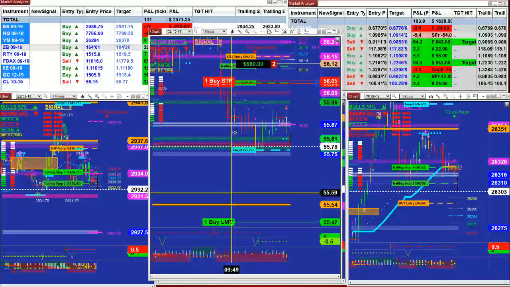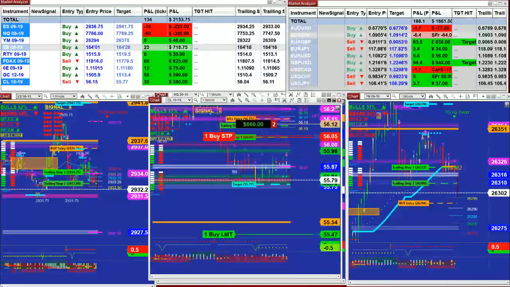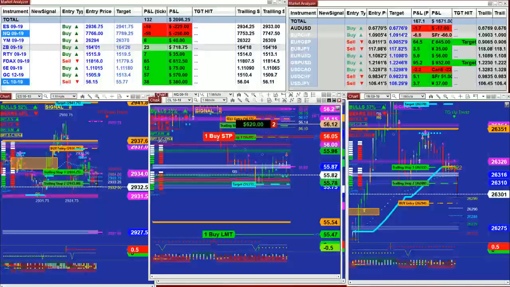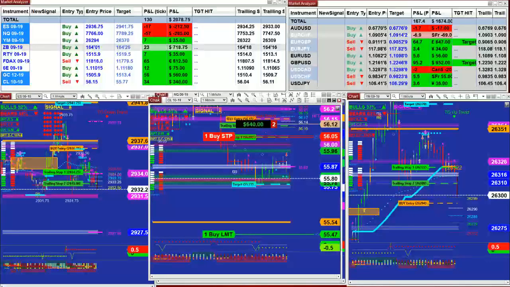We're about to have a short trade on the ES. We're going to have a short trade on the YM, and we're going to have a short trade on the Nasdaq coming your direction.